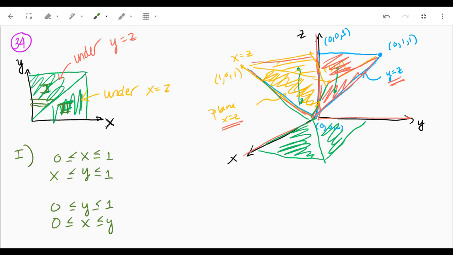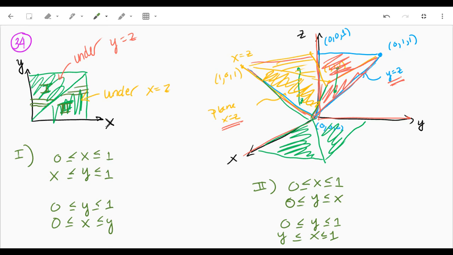Okay. And then for region 2, I'm going to go over here. We can write that as x is between 0 and 1, and y is between 0 and x, or y is between 0 and 1, and x is between y and 1, right? The x is going this way. Okay. All right. Good so far.